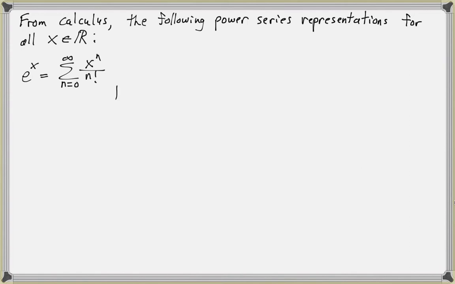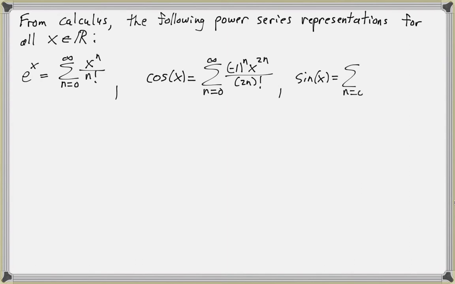We also have the power series representation for the trig functions cosine and sine. Cosine of x is equal to the power series n equals 0 to infinity, negative 1 to the n, x to the 2n divided by 2n factorial. And sine has power series representation n equals 0 to infinity, negative 1 to the n, x to the 2n plus 1 over 2n plus 1 factorial.